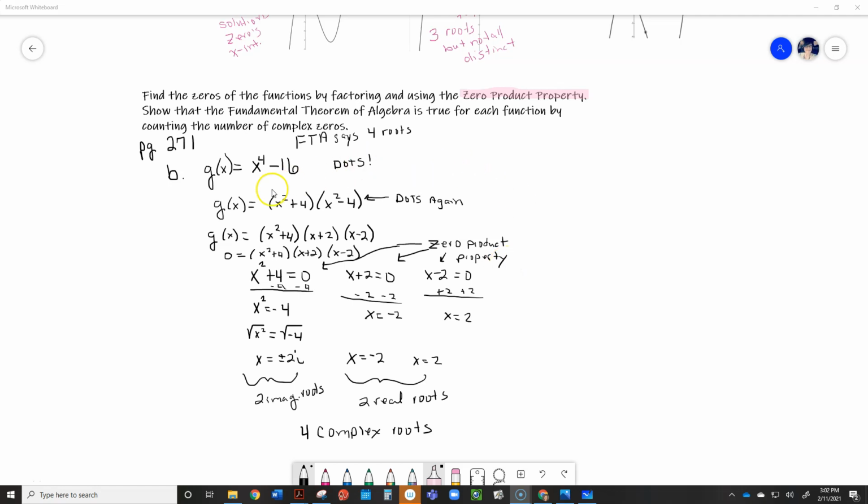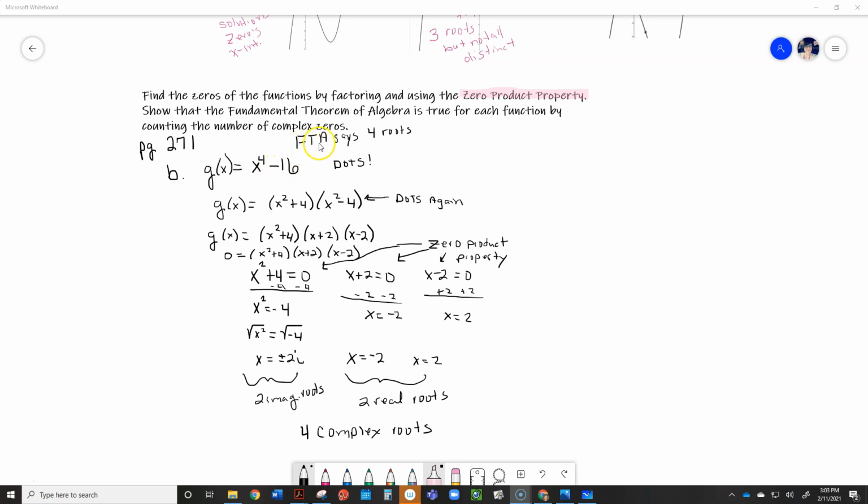I've worked a quick example for you on page 271. It tells you to find the zeros of the functions by factoring. I am going to give you one of those problems to try factoring. I did problem B with you. It's a fourth degree polynomial.